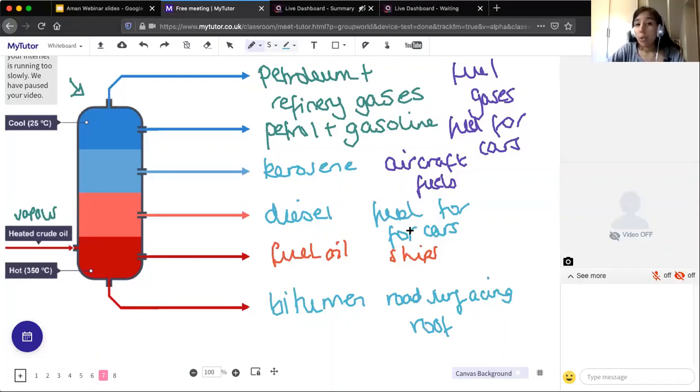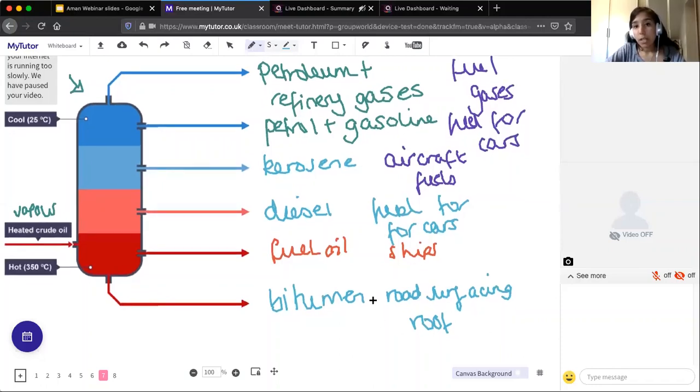If I were you, I would try and learn all of them. They are in all the textbooks as well. So it's about knowing what comes off at the top. So the refinery gases and petroleum, and it's used as a fuel gas. The petrol and gasoline are used as fuel for cars. Kerosene, aircraft fuel. Diesel is a fuel for a car as well. So hopefully petrol and diesel are easier to remember, because you might have cars at home, or you've been to a petrol station, so you know what fuels are used there. Fuel oil tends to be used in ships, and then bitumen is always the last one for road surfacing.